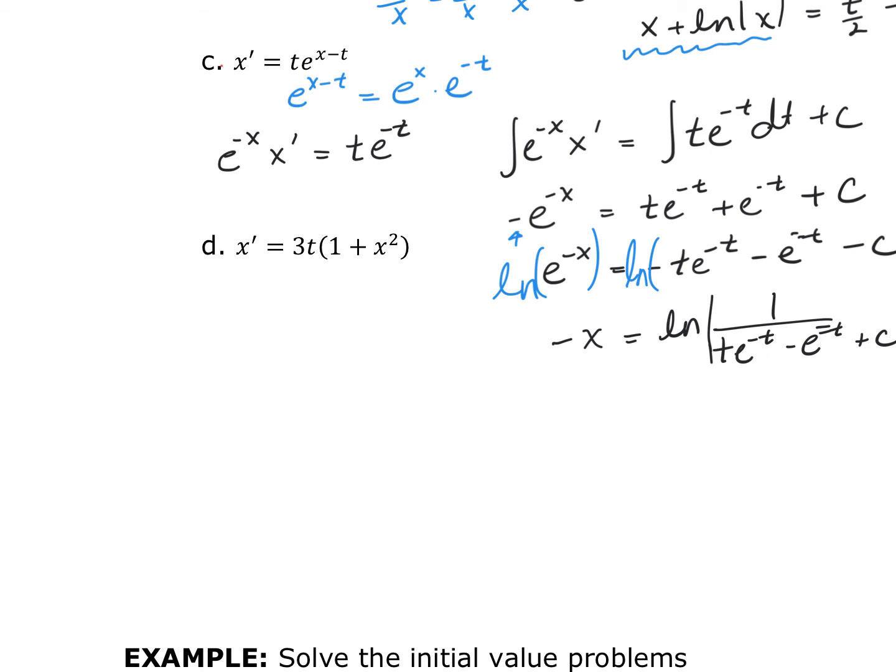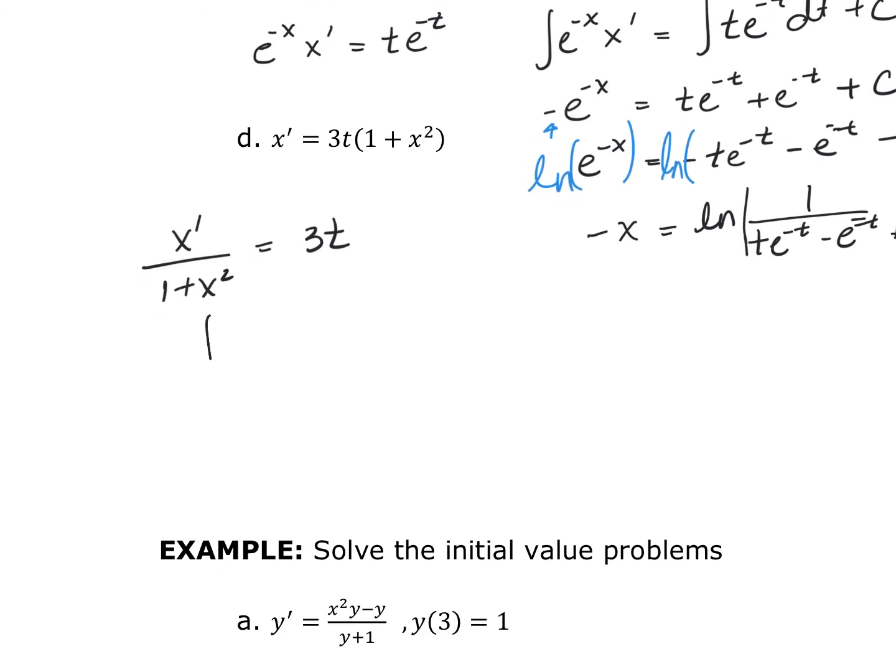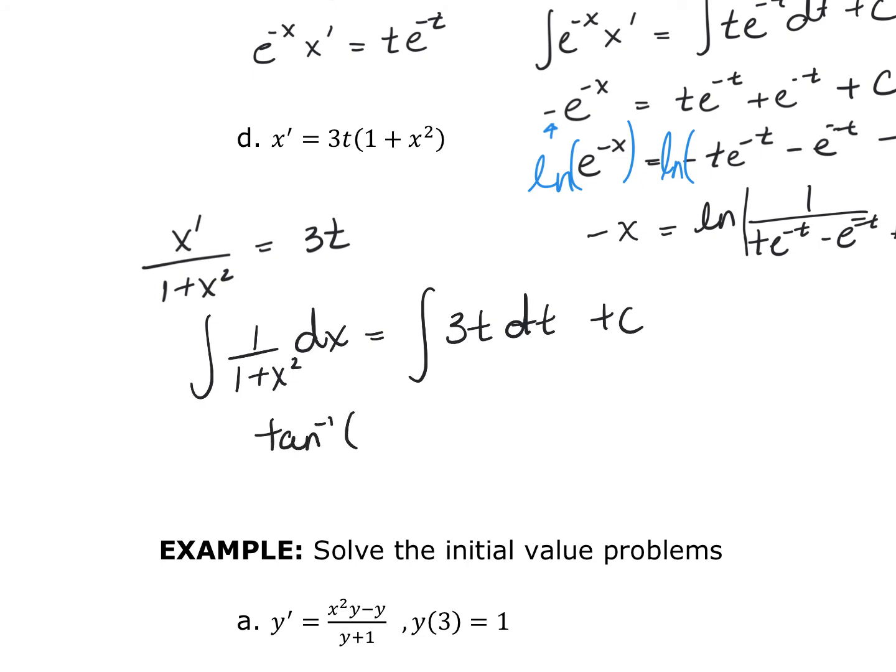Now, obviously, I can divide both sides by 1 plus x squared, so I can bring that to the other side. So I have x prime over 1 plus x squared is equal to 3t. Integrating both sides, I'm going to have the integral of 1 over 1 plus x squared dx is equal to the integration of 3t dt plus c. Now the left-hand side is the tangent inverse. So 1 over 1 plus x squared is the tangent inverse when I integrate it. So I'm going to get the tangent inverse of x is equal to 3 over 2 t squared plus c.